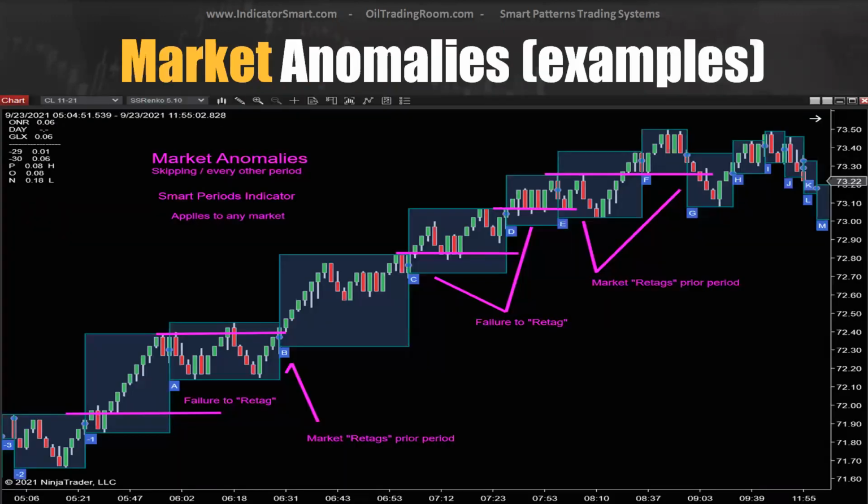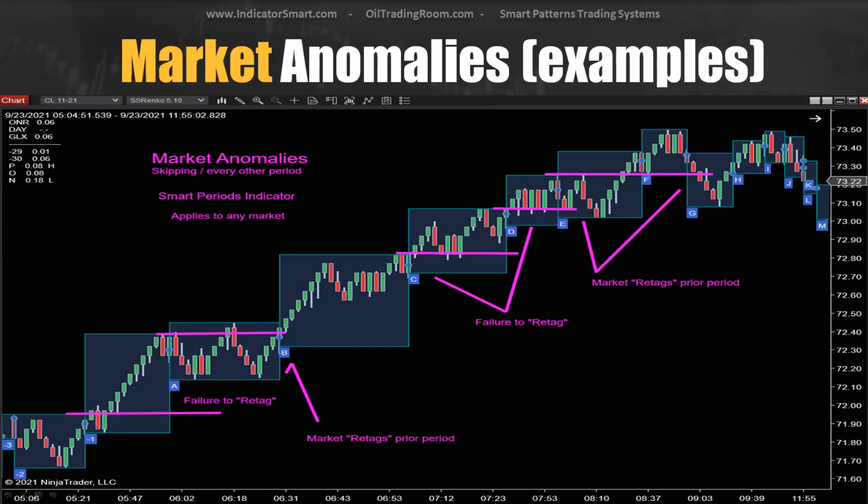And so this chart here is a smart super Renko. There's two different bars on here. There's a 10-tick bar and there's 5-tick bars. And then laid over that, we've got the smart periods indicator, and that lets us see the 30-minute periods mapped over or on top of the trading chart, so we don't have to have multiple charts to keep an eye on this sort of thing.